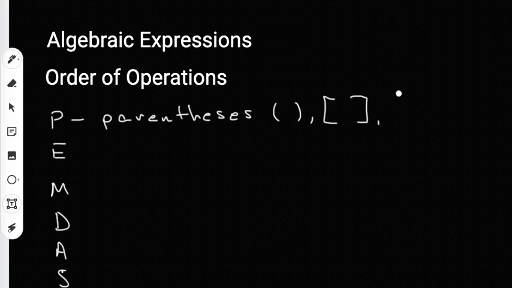The P is going to stand for parentheses, and you can have parentheses that look like this, but you can also have other brackets. We have brackets that look like this, and we also have brackets that look like this. So you could see all three types of those. And those are basically grouping symbols. You would do these first. Then after you're done with parentheses, you're going to move on to exponents.